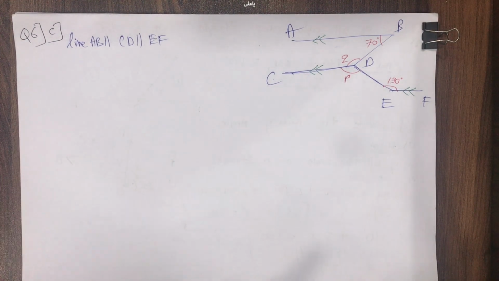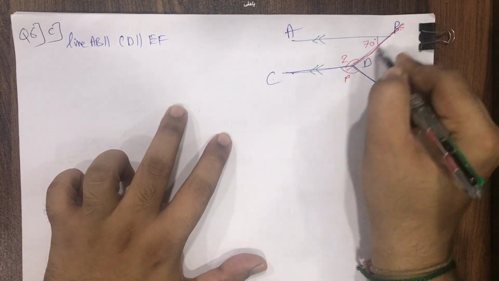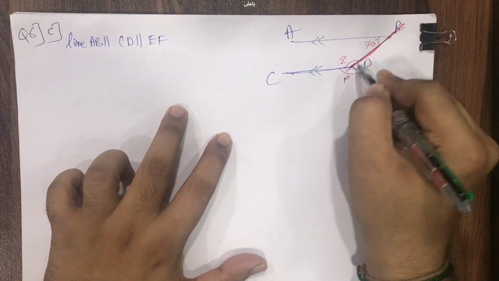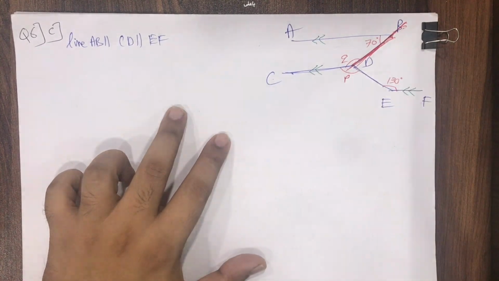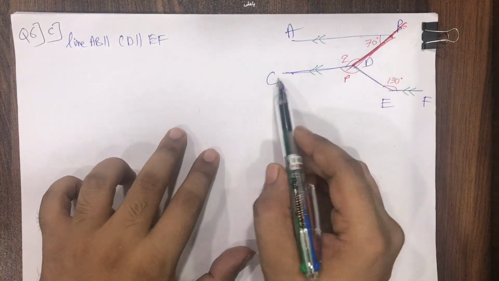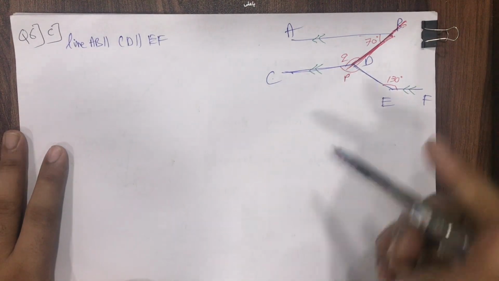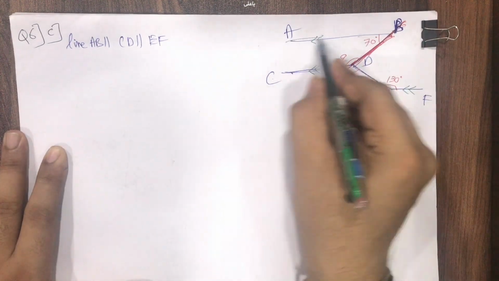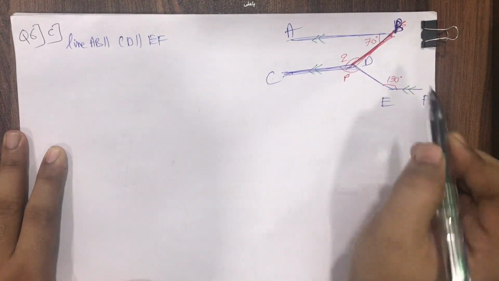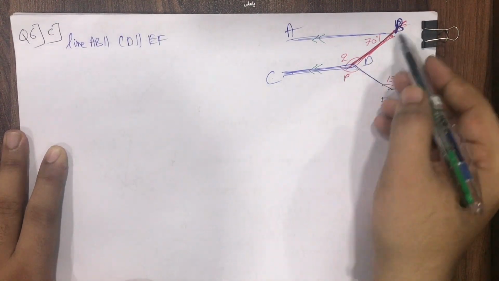Okay, very quickly, students, can you see this BD? I'll highlight this BD, please, first. I'm highlighting with the red color. This BD acts like a transversal. AB and CD are parallel to each other. I repeat again. Okay, see here, please. This is B, right? This AB is parallel to CD, and this BD acts like a transversal.